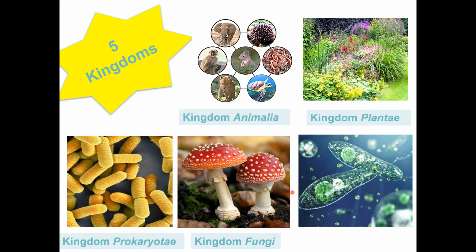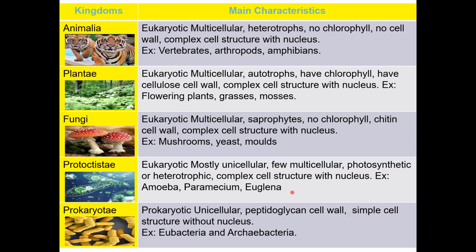Now coming towards the 5 kingdoms which are in your syllabus, these are the kingdom Prokaryote, Animalia, Fungi, Plantae, and the Protoctista. Okay, so these are the main features. You can have a screenshot of it. We will be discussing each and every point in detail.